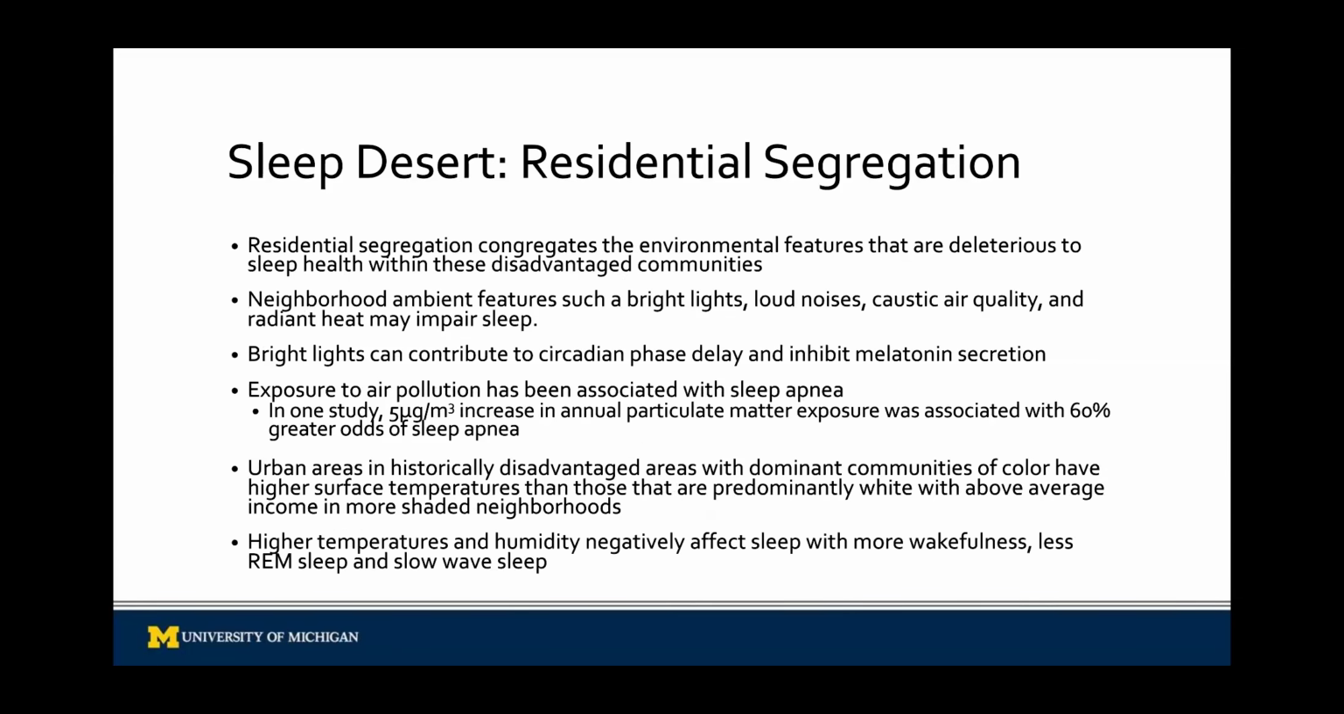And so some of these environmental features that can negatively impact sleep health include bright lights, loud noises, and caustic air quality. Bright lights can also contribute to circadian phase delay, and even inhibit melatonin secretion, making it more difficult for them to fall asleep at the time that they desire.